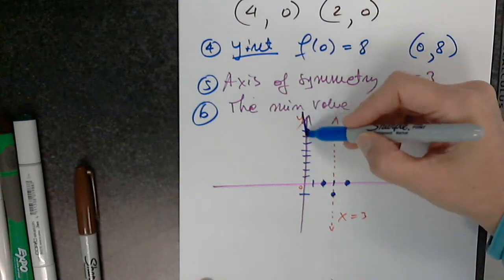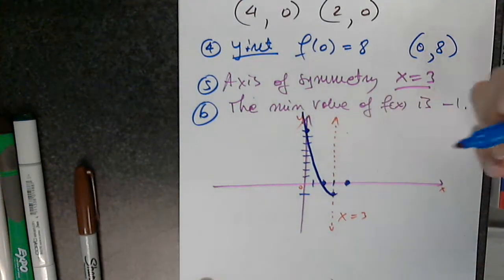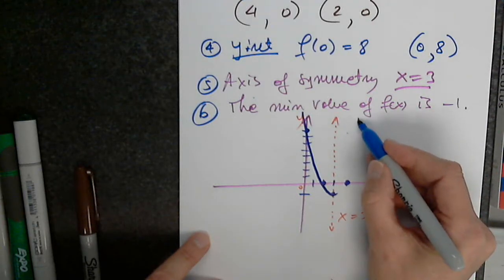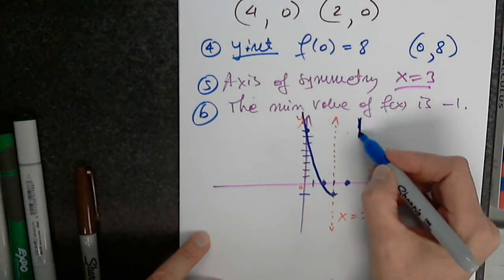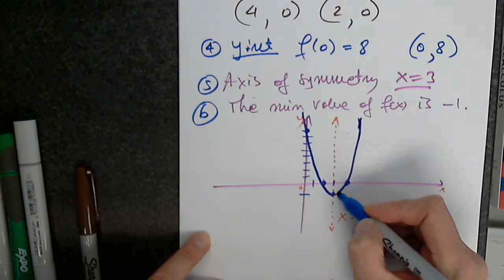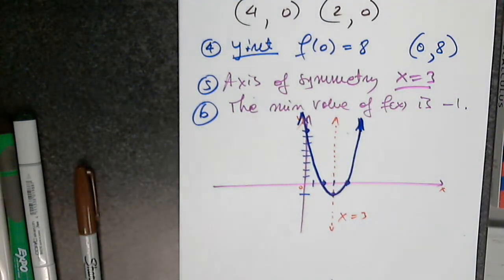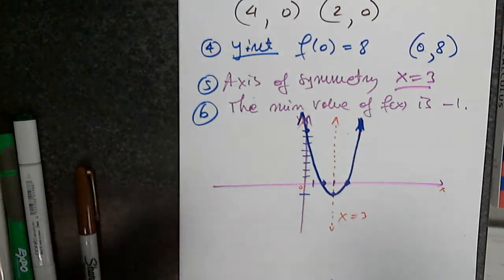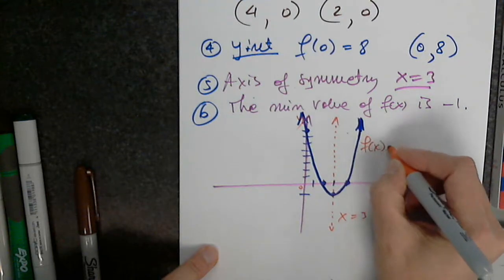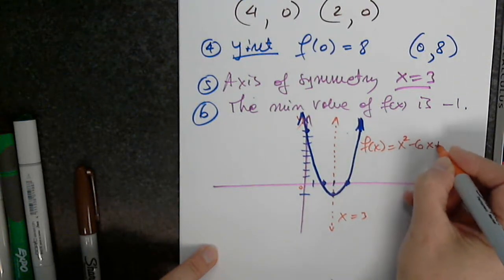Do not graph it too acute. Graph it as symmetric as possible. I promise I will not look with a magnifying glass. My graph is not perfect either. But just make sure that it looks as symmetric as you possibly can. Always write the name of the function. This is a function x squared minus 6x plus 8.